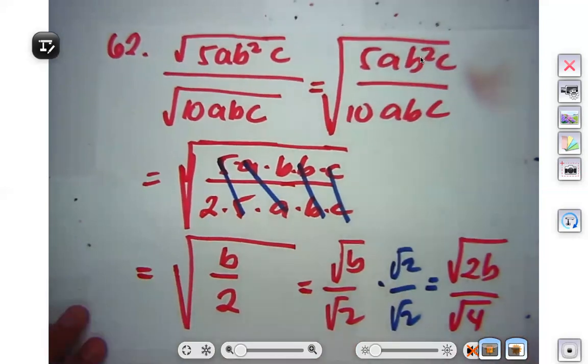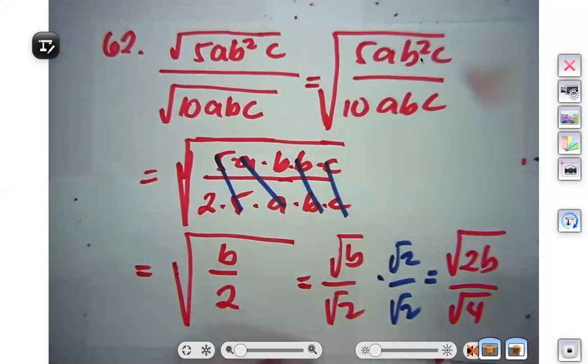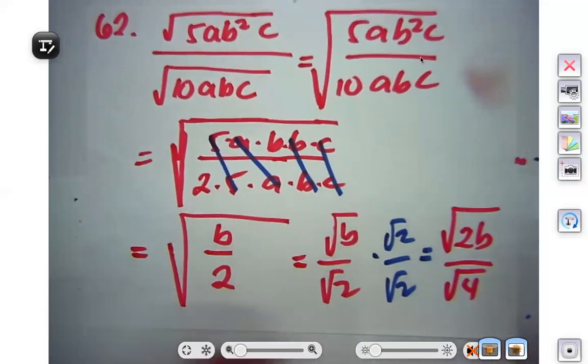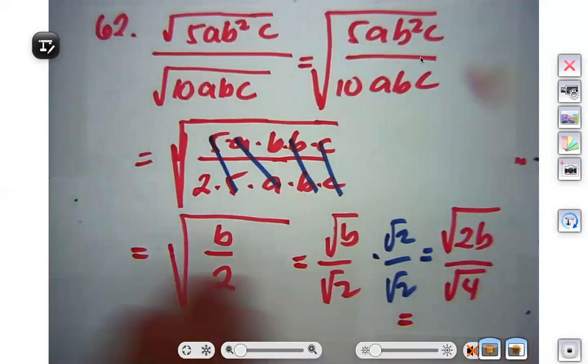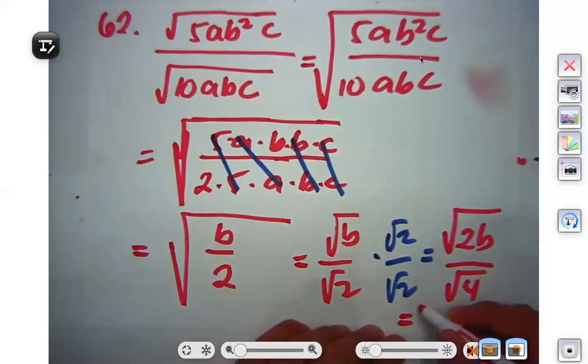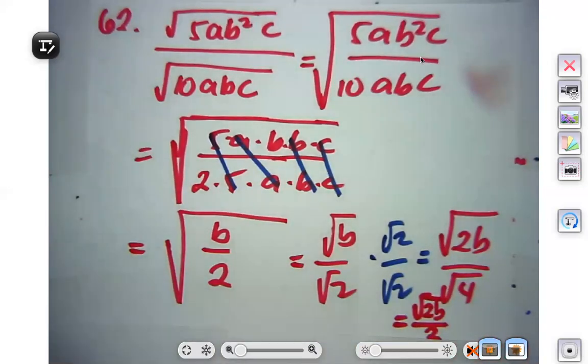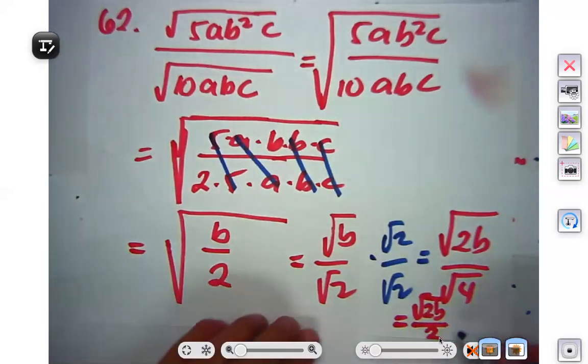And then finally, this one will be equal to the square root of, all right, that will be square root of 2b over 2, right? And you cannot cancel 2 because one of them is radical, the other is not. So the answer will be square root of 2b over 2.